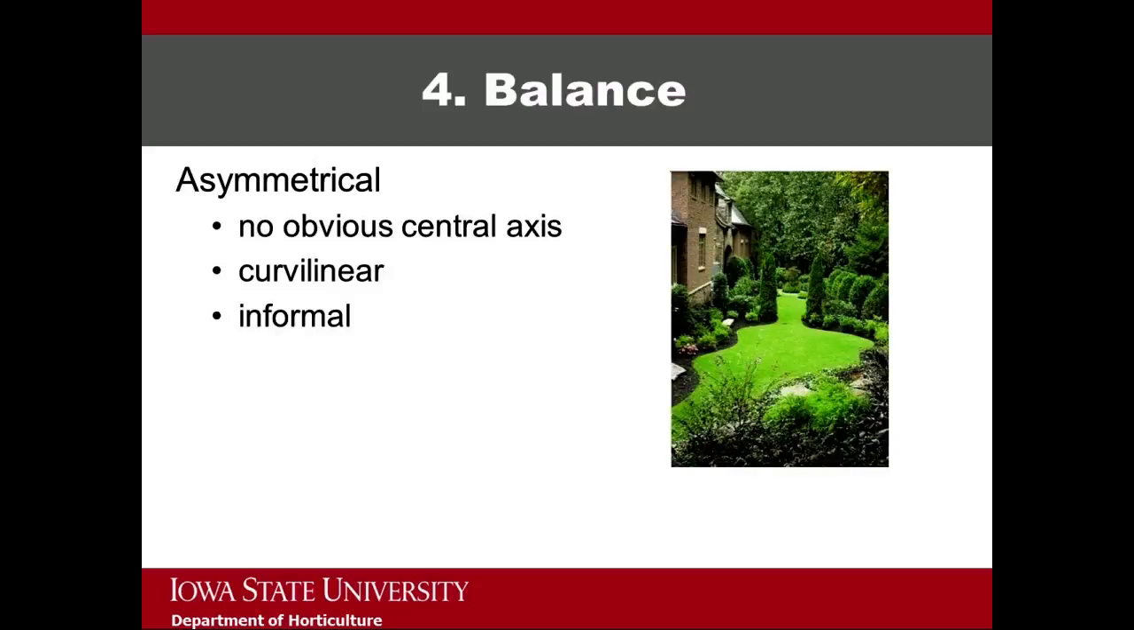The other type of balance found in landscapes is asymmetrical. In this case, there is no obvious central axis. Asymmetrical designs also tend to be more informal in their overall feel and are often characterized by curvilinear planting beds.